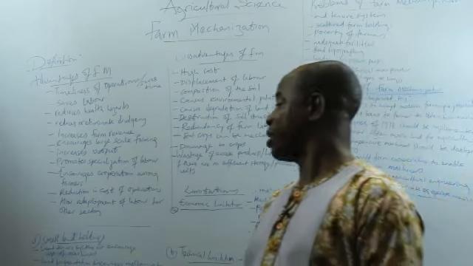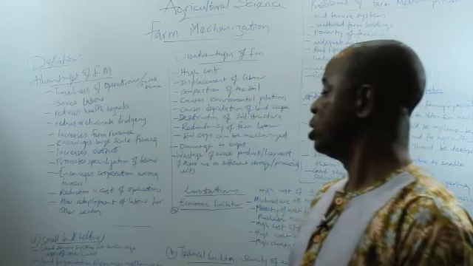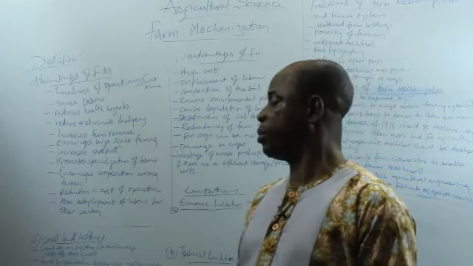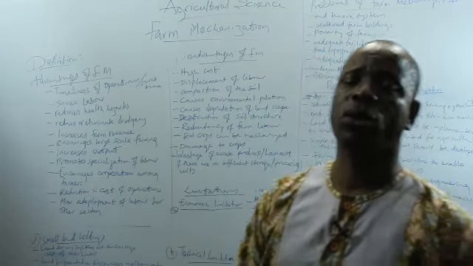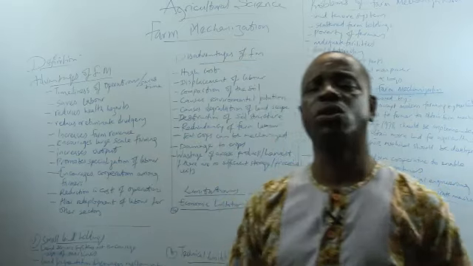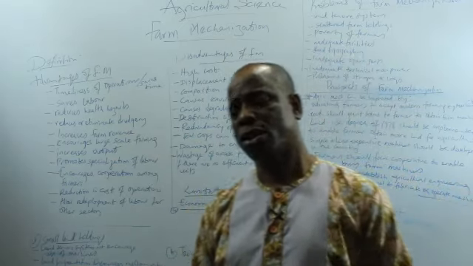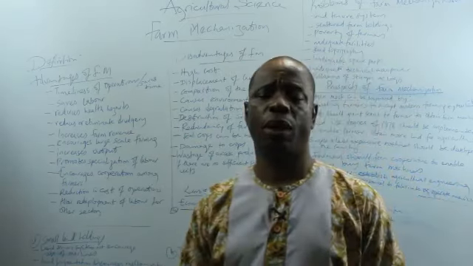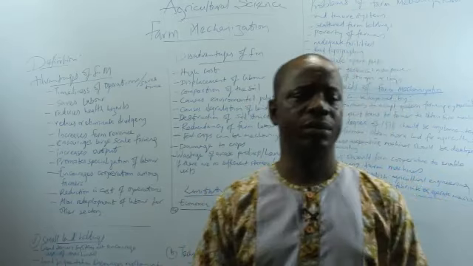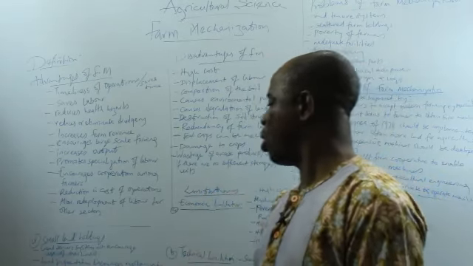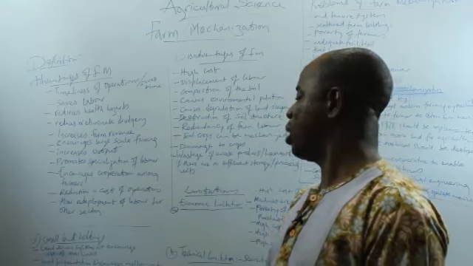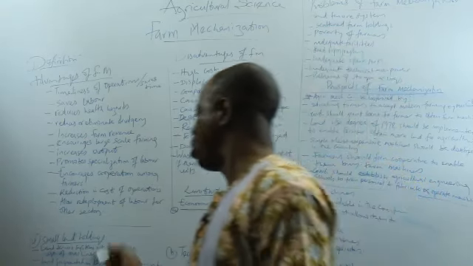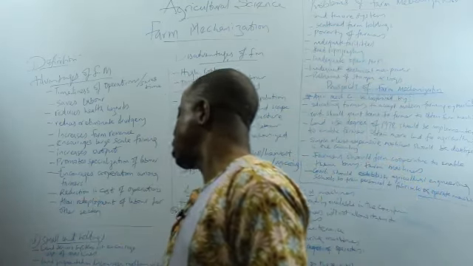Then we observe that farm mechanization causes reduction in cost of operations. Yes, when you use the machines, you reduce cost of operations because the machines can handle bulk work within a short, limited period of time. Then it allows the deployment of labor for other sectors.